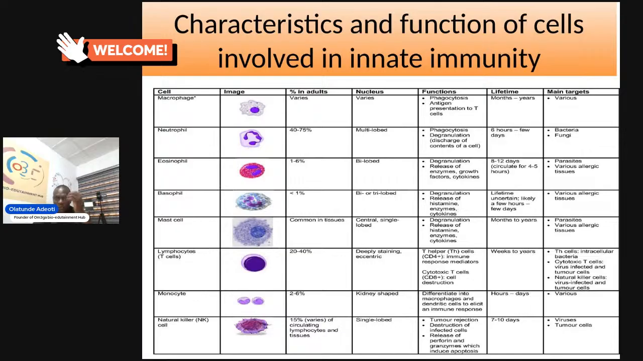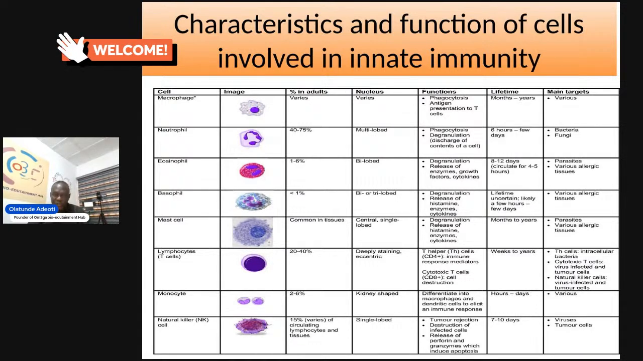It also targets natural killer cells as well as virus-infected cells. So the next one is a monocyte, and you can see that it accounts for between 2 to 6%, and it is kidney-shaped in nucleus. You can see the shape; it's like a kidney.